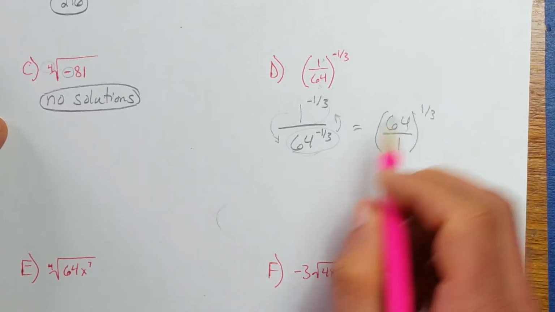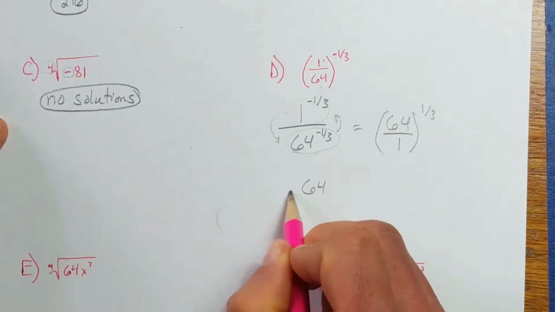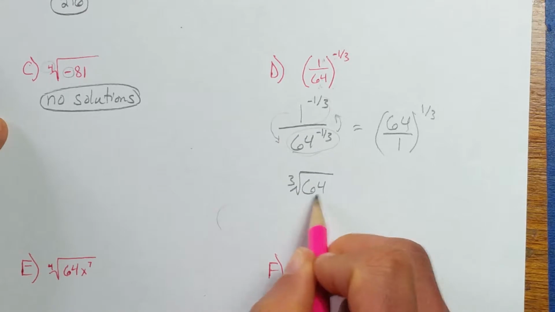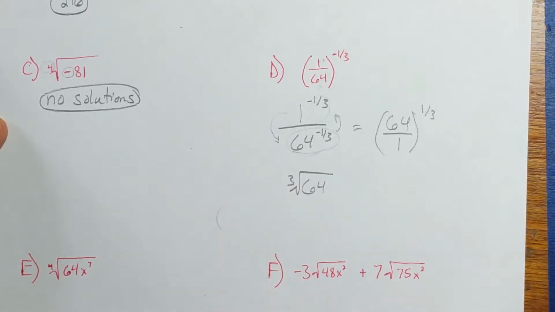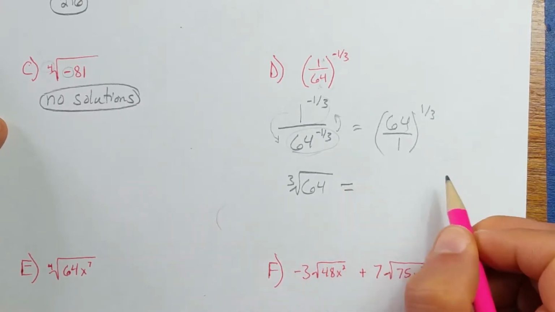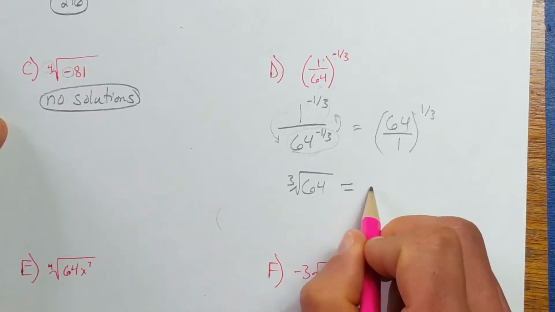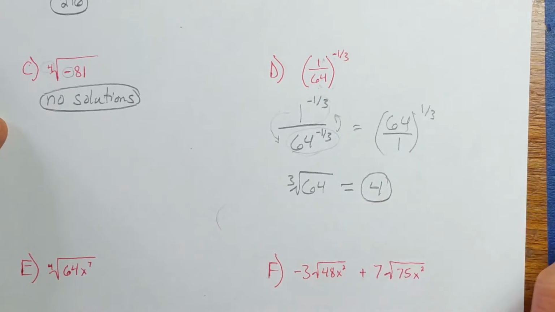And now when you have a fractional exponent, remember you can rewrite it using radicals. This is really the cube root of 64 to the 1st power. I don't necessarily need to say that. And now just think to yourself, what times what times what is going to give you 64? It would eventually be 4.